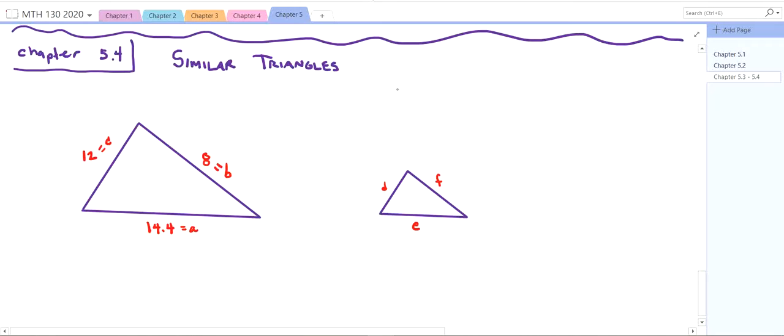the proportion of any two sides, so C over A, for example, and that's not a very good C, let's make it a little better. C over A equals D over E. We could choose any two sides and relate them to the same sides in the similar triangle. So I could also do B over A equals F over E.